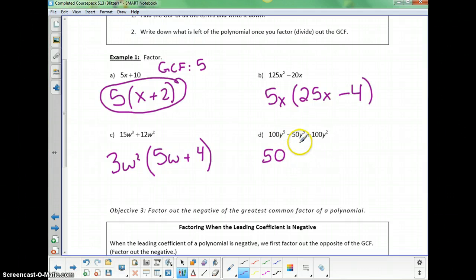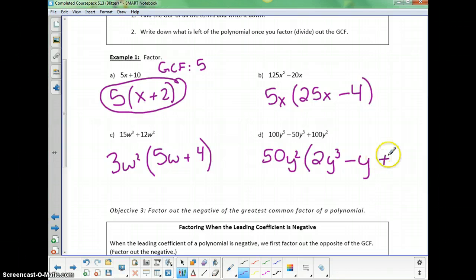And y to the 5th, y cubed, y squared, they all have at least y squared. 100 divided by 50 is 2. Took out 2 of them. There were 5 of them, so there's going to be y cubed left. Minus 50 divided by 50 is 1. I'm not going to write the 1 because I can just leave it as a y, since y cubed divided by y squared is y. So 1y or y is simpler. I'm just going to leave it like that.